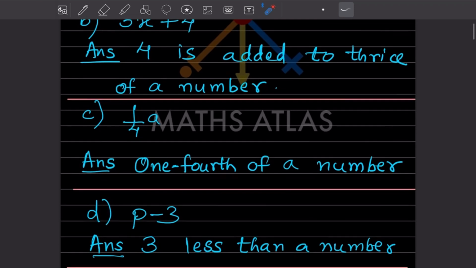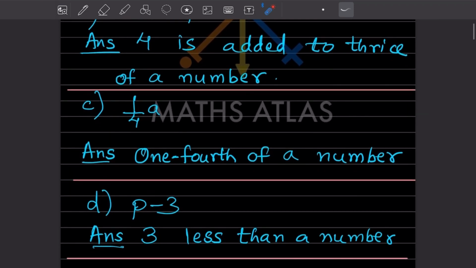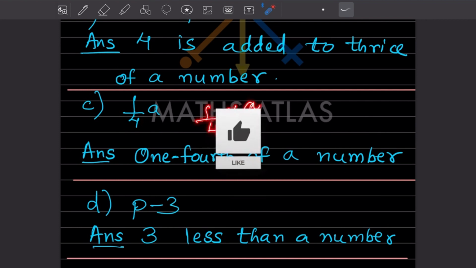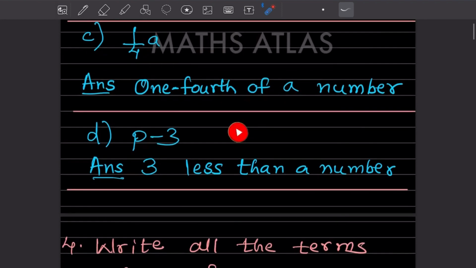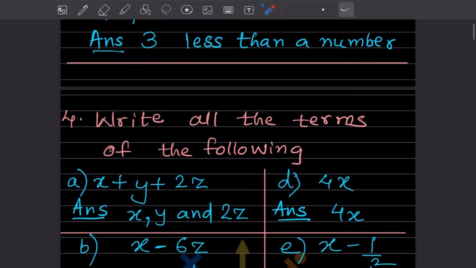Okay, now 1 by 4a. So we can write here 1/4 of a number. So 1/4 of means multiplication, and this a, okay, means we are considering the number as a. So we'll write here 1/4 of a number. And here now p minus 3. So what is this? Minus means 3 less than a number. This is a number, and 3 less than a number. Okay, now we'll go for the next question.